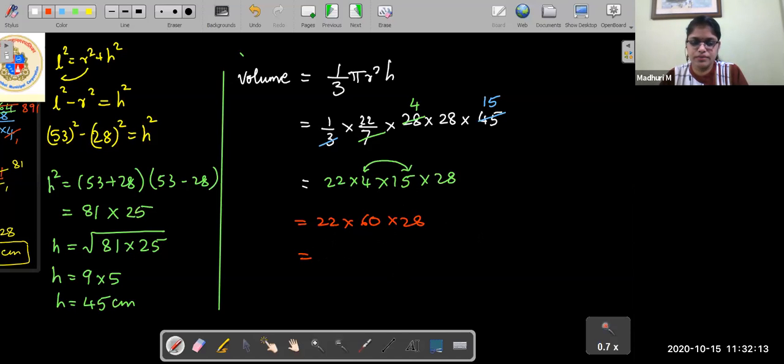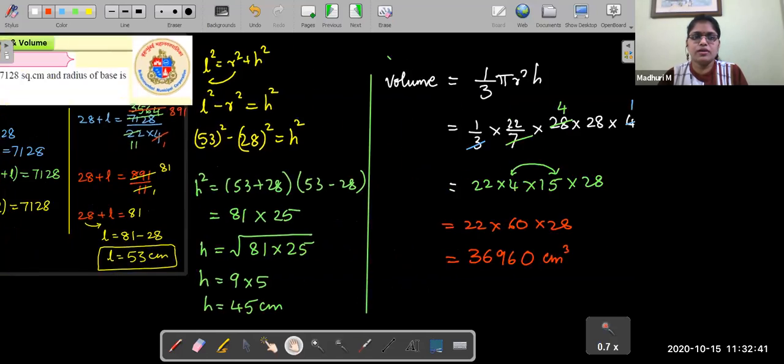Yes, and what will be the answer? I'm giving you 30 seconds. Try it out, students. So that will be 36960, and what will be the unit? That has to be centimeter cube. Remember, for volume, the exponent has to be 3. For area, the exponent has to be squared.